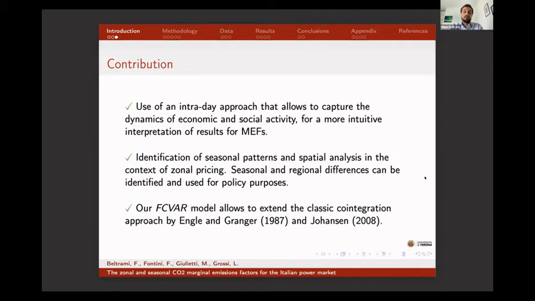But most importantly, in this paper, we introduce the calculation of the MEF with the fractionally co-integrated vector autoregressive model, which extends the classic idea of Engle and Granger and Johansen, and allows to capture the time series properties for high frequency data, because the Italian power market works on an hourly basis.